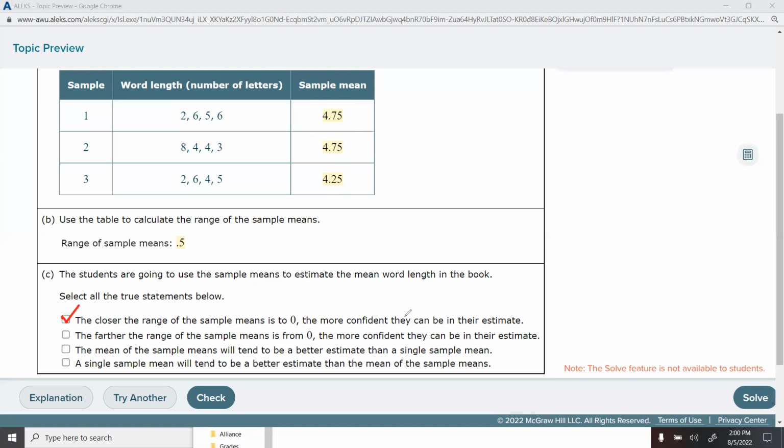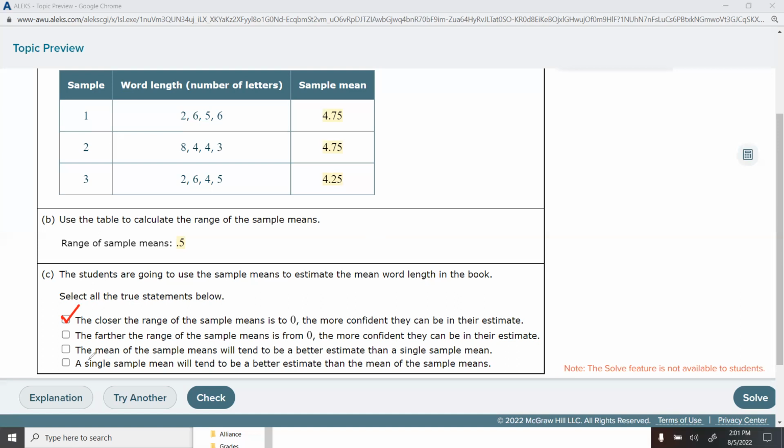More confident, closer to range. Because on the second one, if the range of the sample means gets farther from 0, then that means maybe you've got like 8.75 and 1.25, and now the means of these samples are just all over the map, and therefore it's like, man, I don't know. What should we assume is the average length of a word? There's no consistency here. And so that's again why the second one is not going to be the answer.